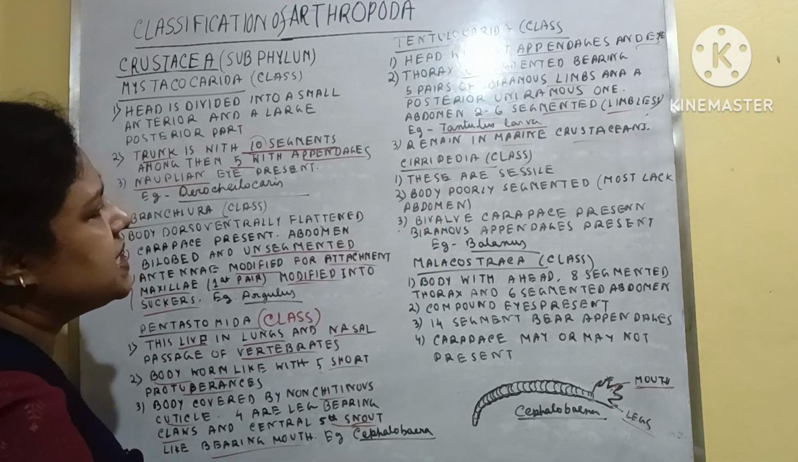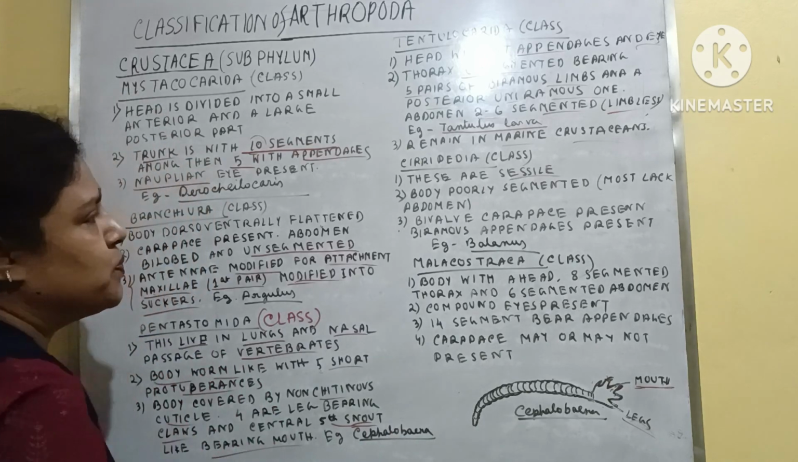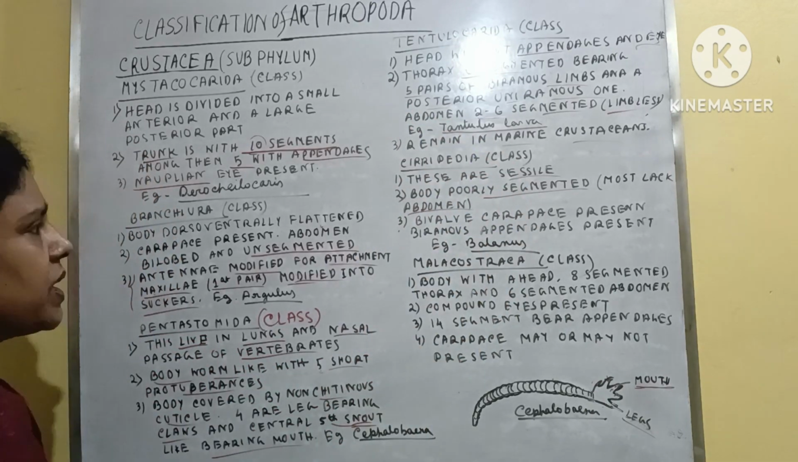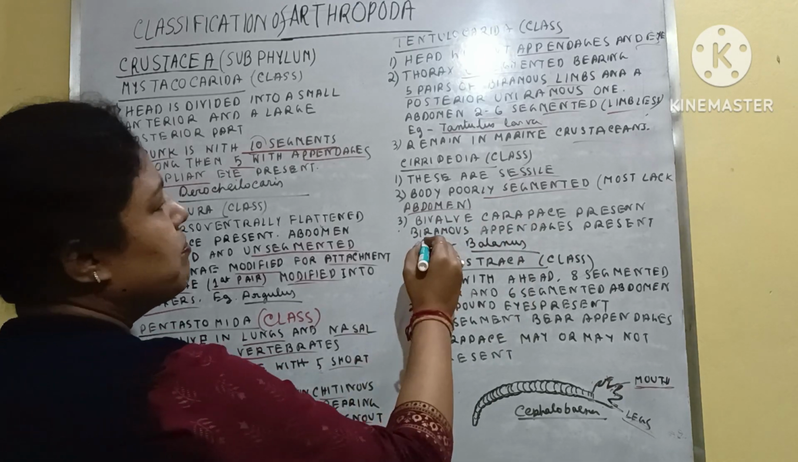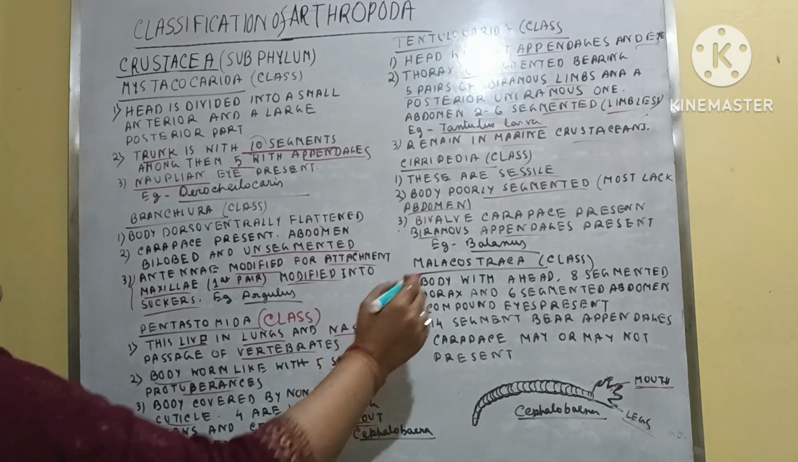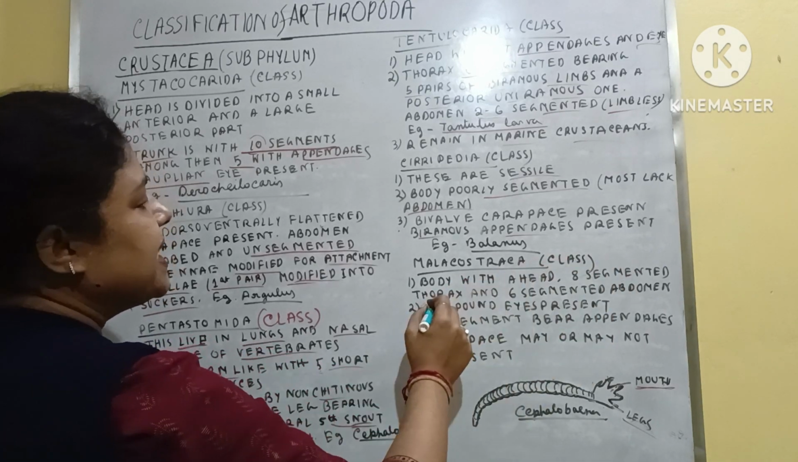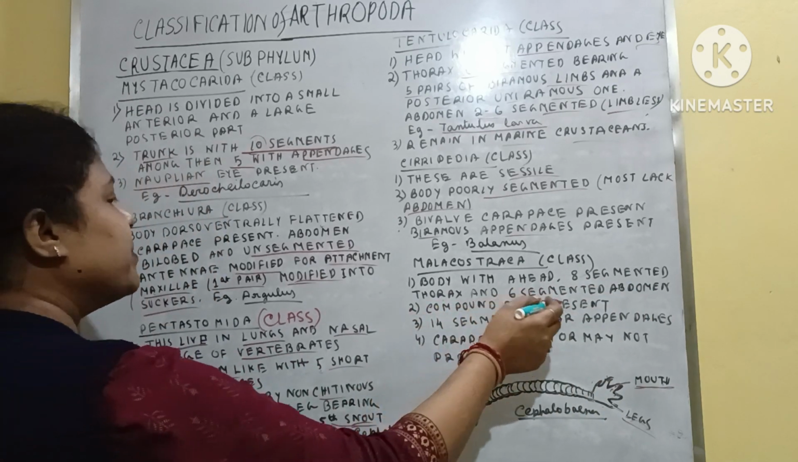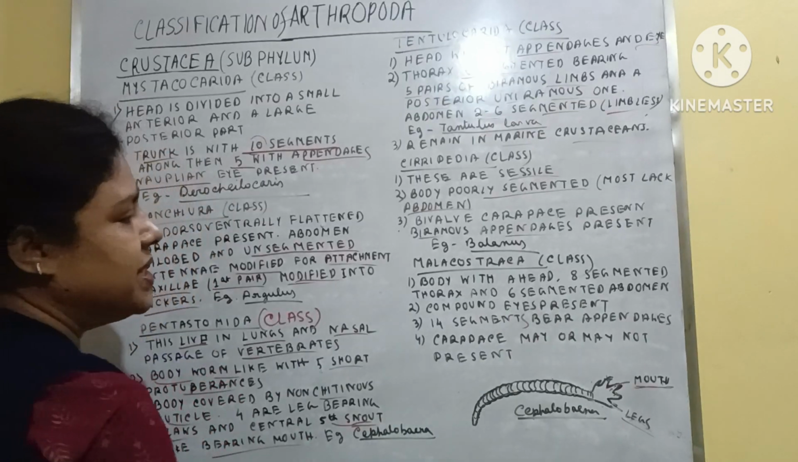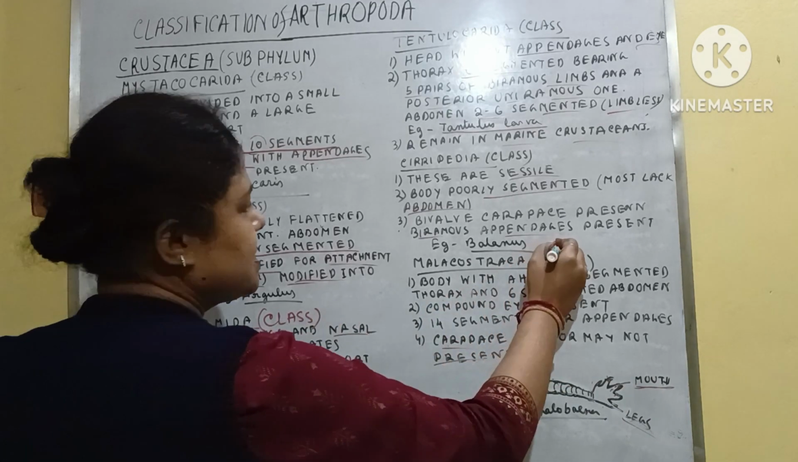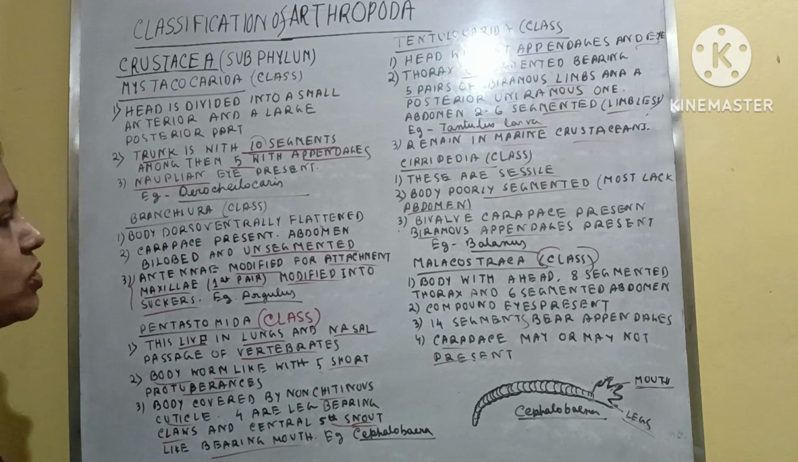Next one is the Cirripedia. Cirripedia are sessile. The body is poorly segmented and sometimes the species have no abdomen. A bivalve carapace is present and biramous appendages are present. Example, Balanus. Next class is Malacostraca, and here the body has a head, 8 segmented thorax and 6 segmented abdomen. Compound eyes are present, and all 14 segments bear appendages, and the carapace may or may not be present. Under this class there are 2 subclasses, which we will learn after this.